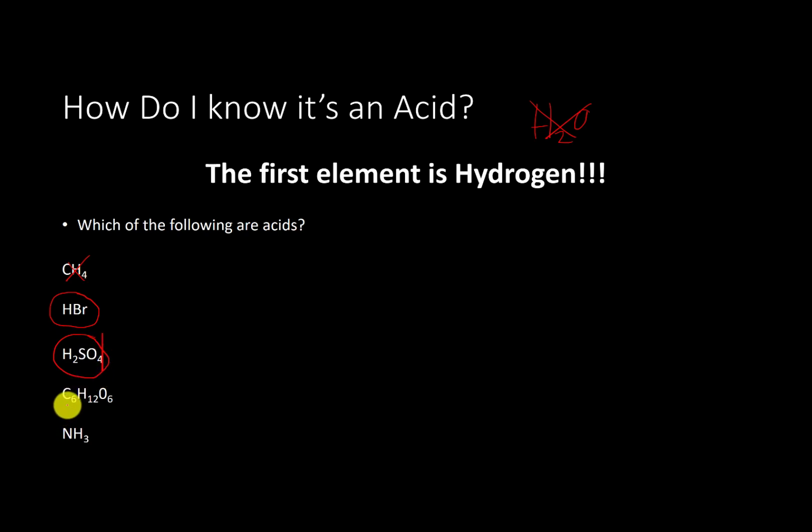This one, now you've seen this before, C6H12O6 in biology. This was called glucose. This is the necessary compound to start cellular respiration. It's an important compound, but it does not start with H, and it is not an acid. And this final one here has 3 H's, but they don't come first, therefore it is not an acid. We only have 2 acids here. In the next slide, we'll learn how to name these.